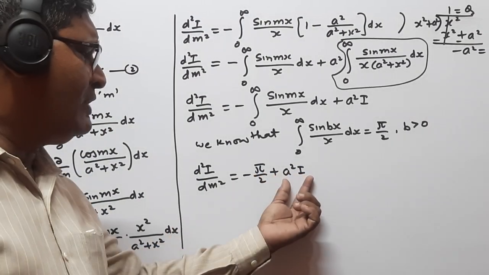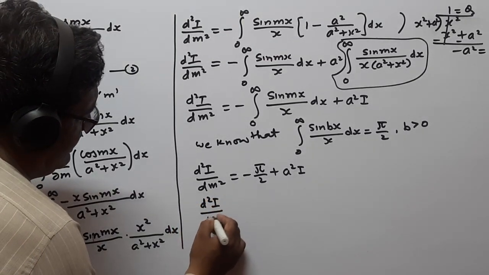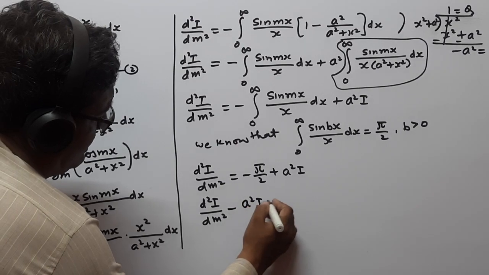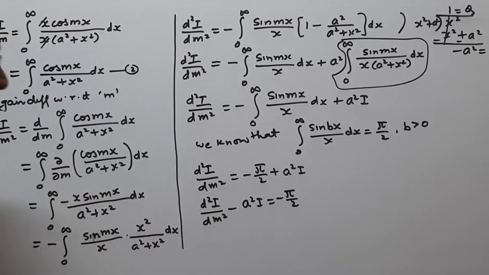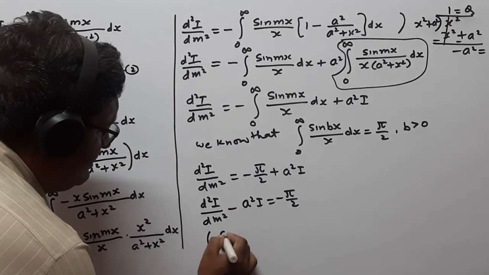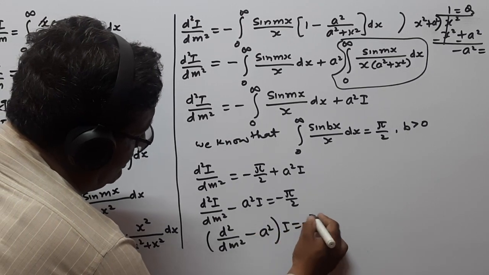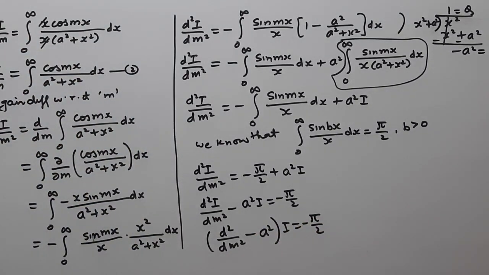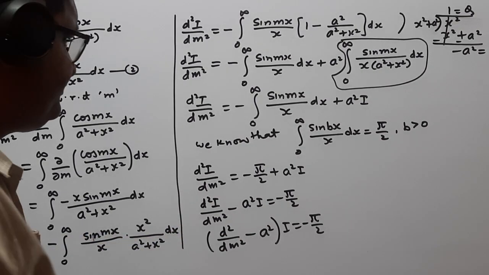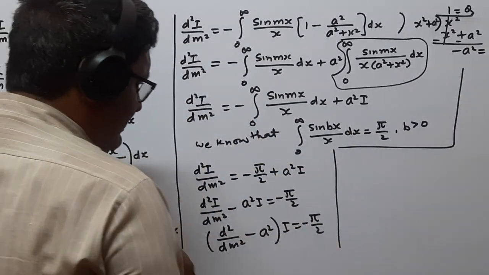Now we transfer this a square I to the left hand side. We get d2I by dm2 minus a square I is equal to minus pi by 2. Now we take common here capital I. So this can be written as d2 by dm2 minus a square, I, is equal to minus pi by 2. You can see this is a differential equation of first degree, second order. So we solve the differential equation.